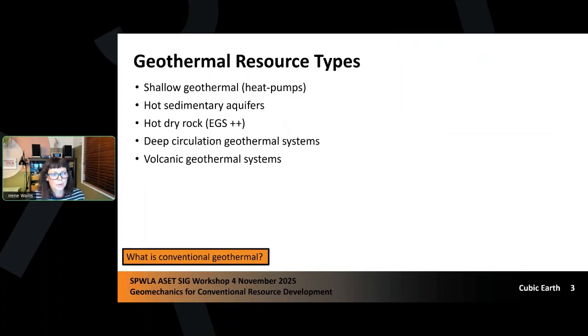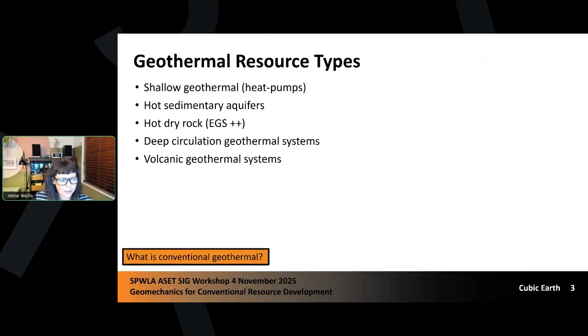So what are we talking about when we talk about geothermal? There's different kinds of geothermal resources. It's basically any kind of heat we're utilizing or extracting from the earth, and it goes all the way from shallow geothermal heat pumps somebody might have on their house, hot sedimentary aquifers, of which there's some great examples like the Paris Basin, hot dry rock, EGS, and I now call it EGS++. There's a lot of new innovative technologies to sort of look for that heat anywhere solution.